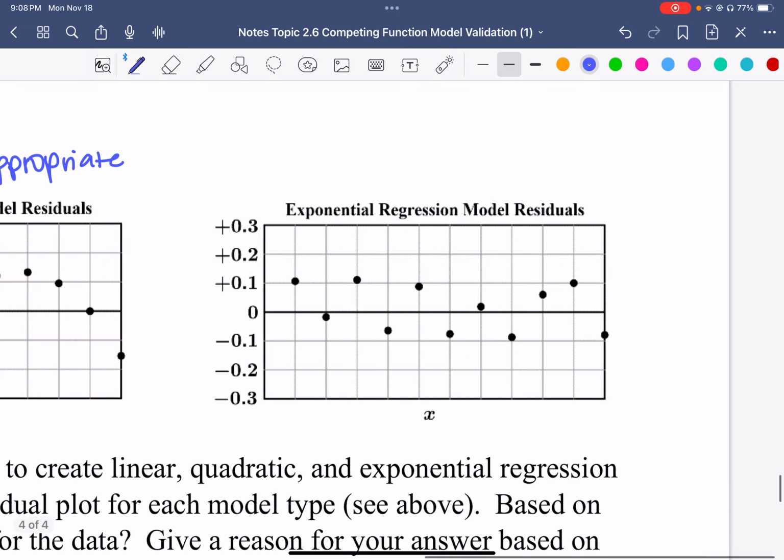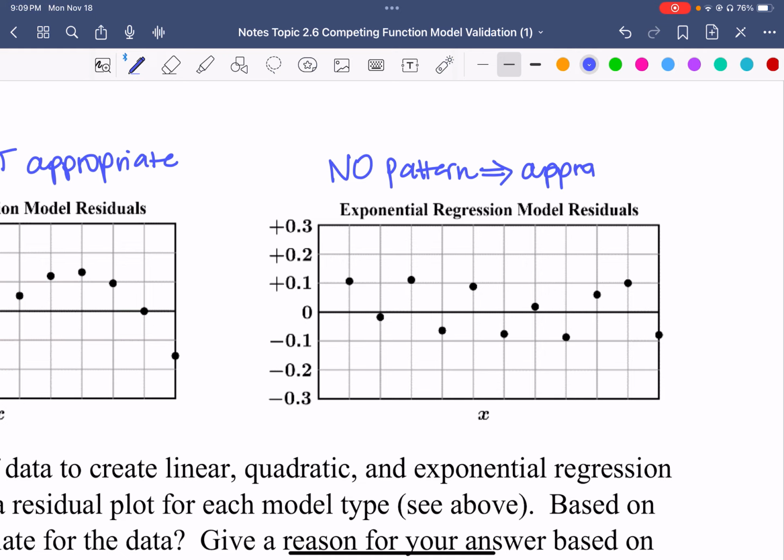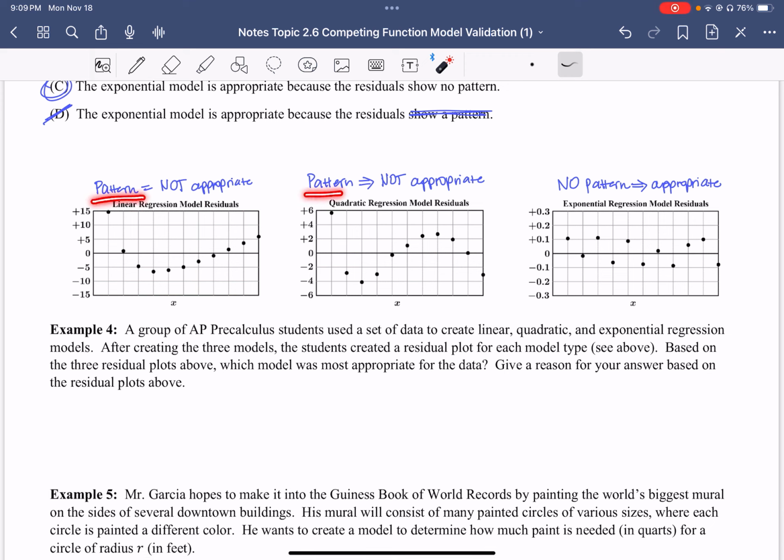And then finally, we have the exponential. This one doesn't show a pattern. You can see if I try to bring these together, it would just be completely random. So since this one has no pattern, that means the exponential regression was the most appropriate. Again, these two showed a pattern, so they are not appropriate. This one has no pattern, so it is appropriate.